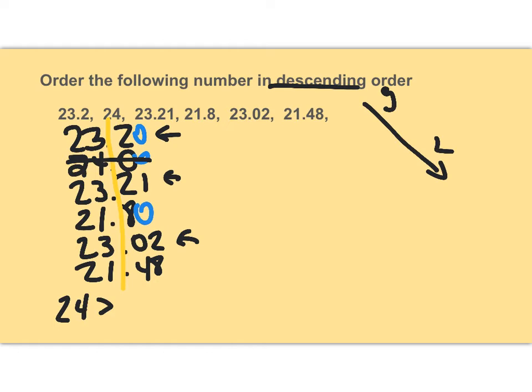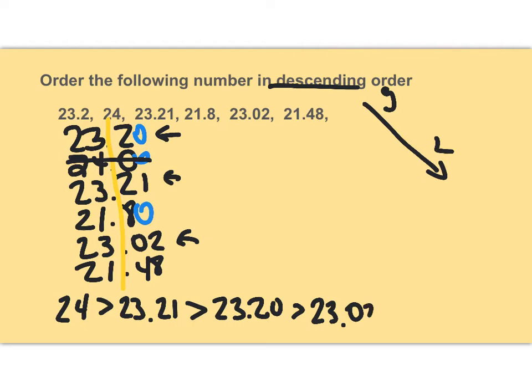Hopefully you said 23.21 is greater than 23.20. And that's 23 and 2/10, actually, is greater than 23 and 2/100. So I'm done with my 23s.